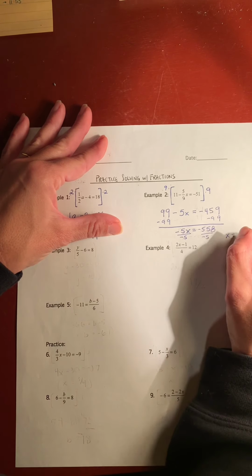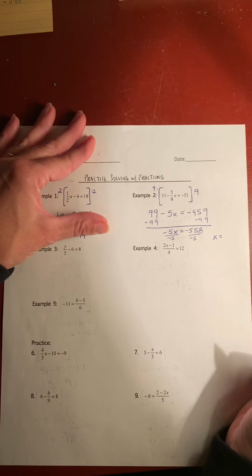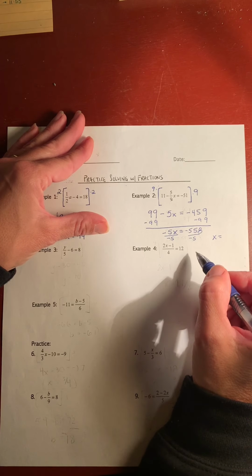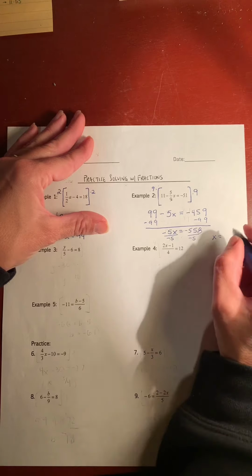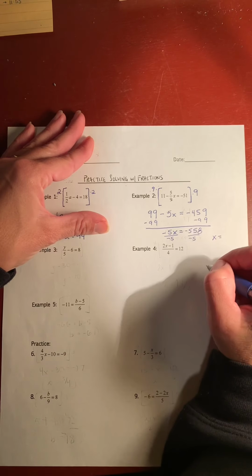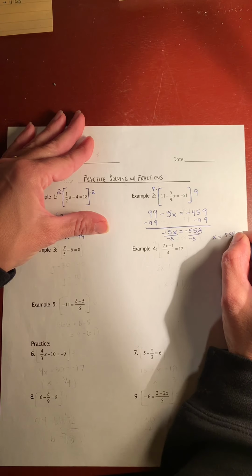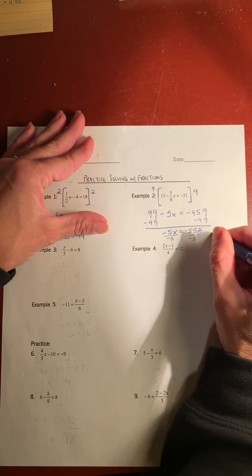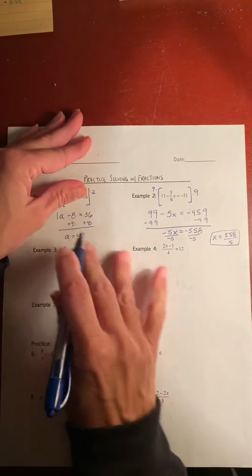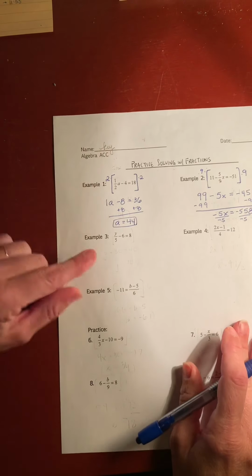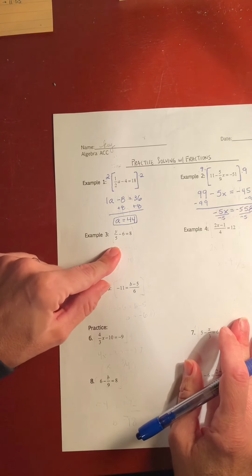And I get x equals, well, that's not fun, but it's okay. I can have a fraction as my answer. So negative divided by a negative is a positive. And you can leave this, if it doesn't reduce, which 558 over 5 is not going to reduce, I can leave this as an improper fraction. That's fine. All right, example 3, same thing. I would push pause and try example 3.